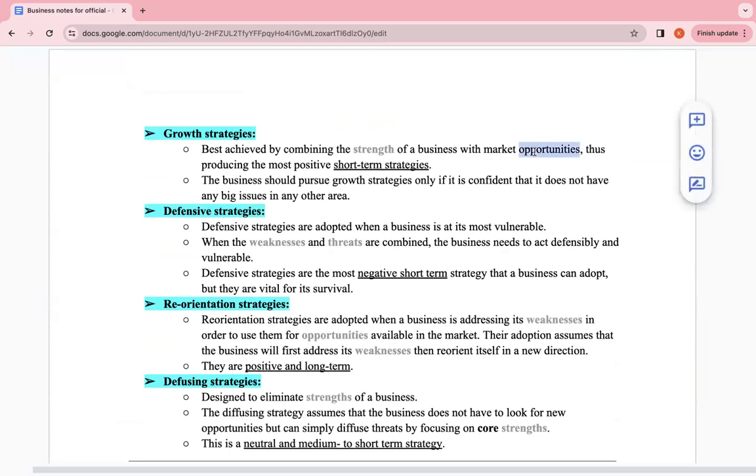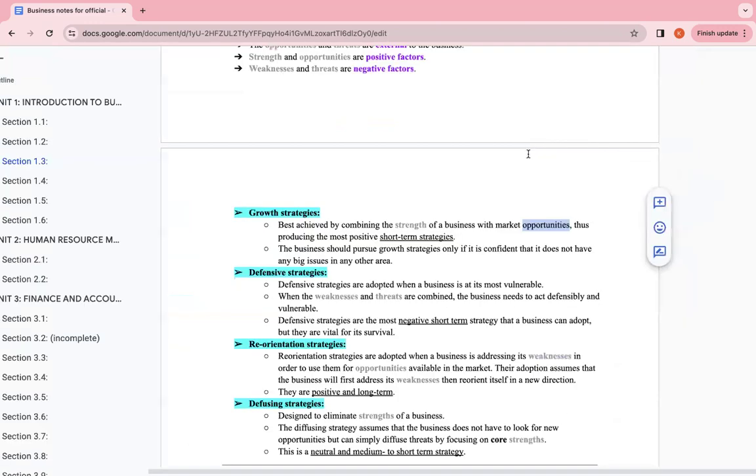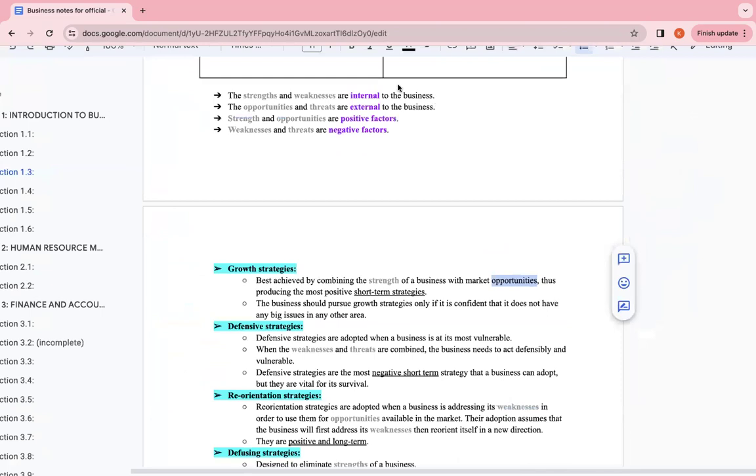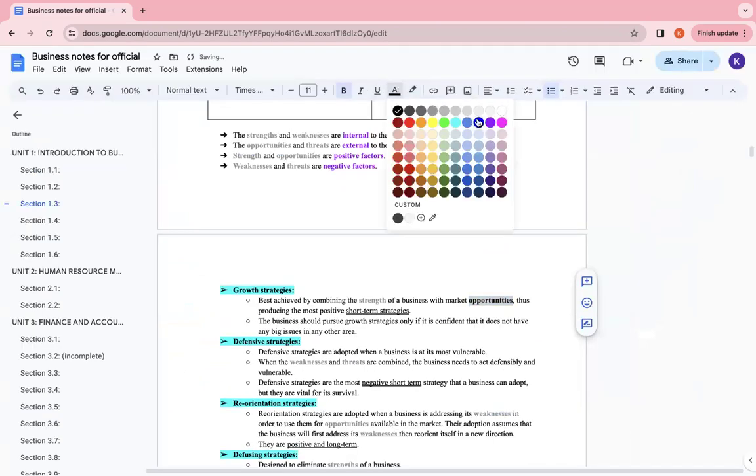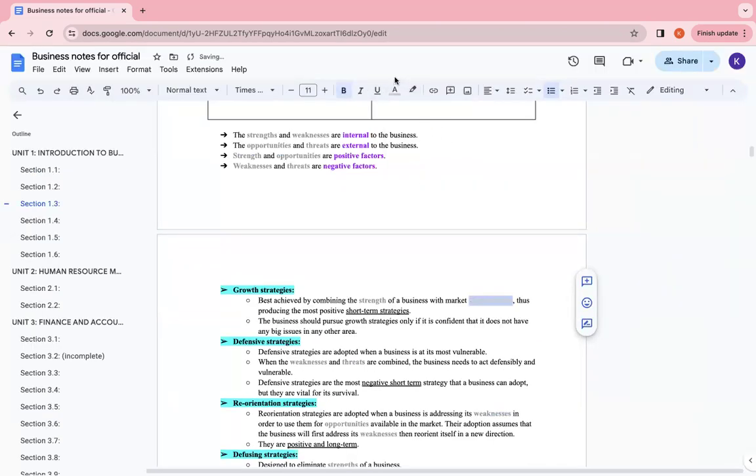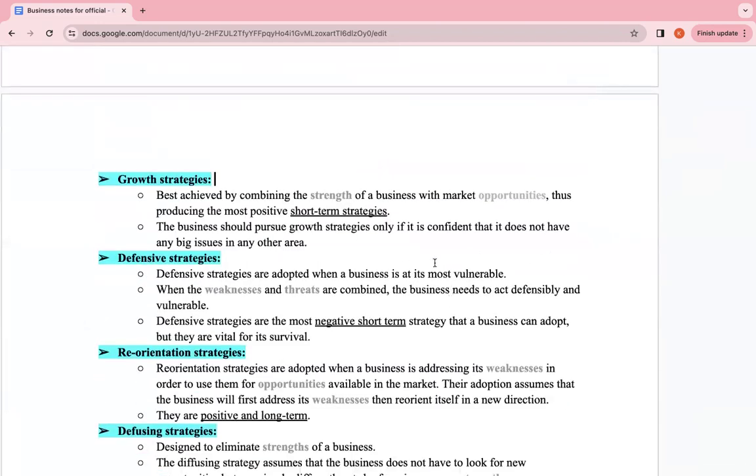I need to make this bold, guys. I think this is the same color. I think it's going to be darker. Yeah. I don't know if these are the same color, but yeah.